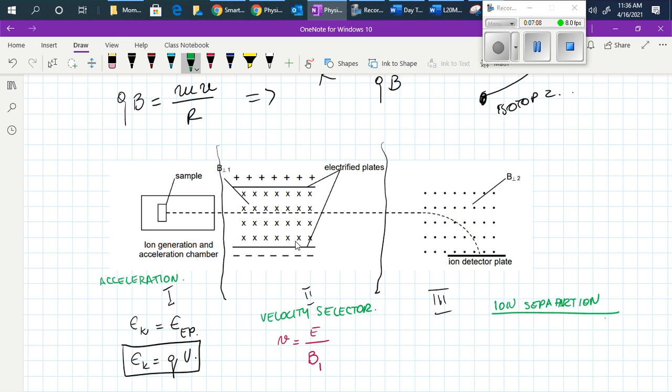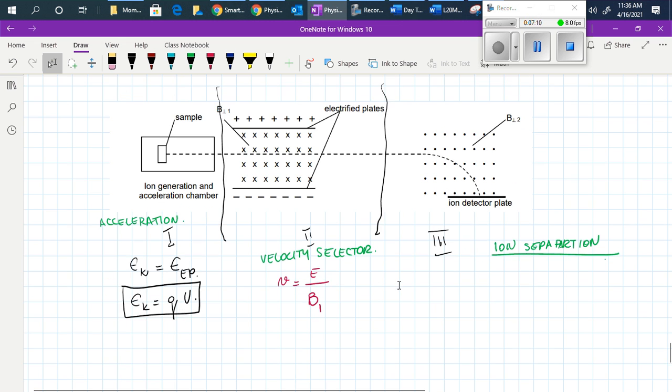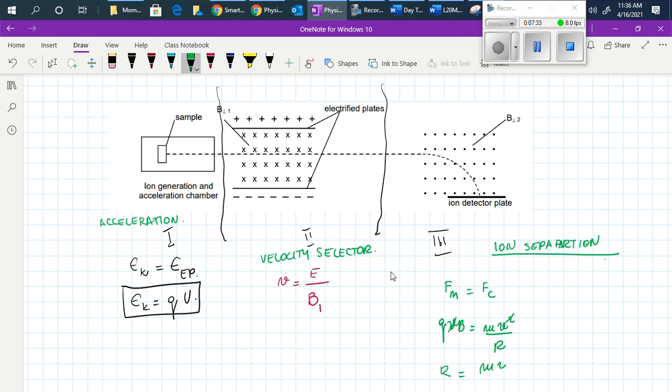So what is happening here is that, because we have only magnetic force now, magnetic force is equal to centripetal force, or qvB is equal to mv squared over r. So these cancel out, and then we have the radius r = mv over qB.